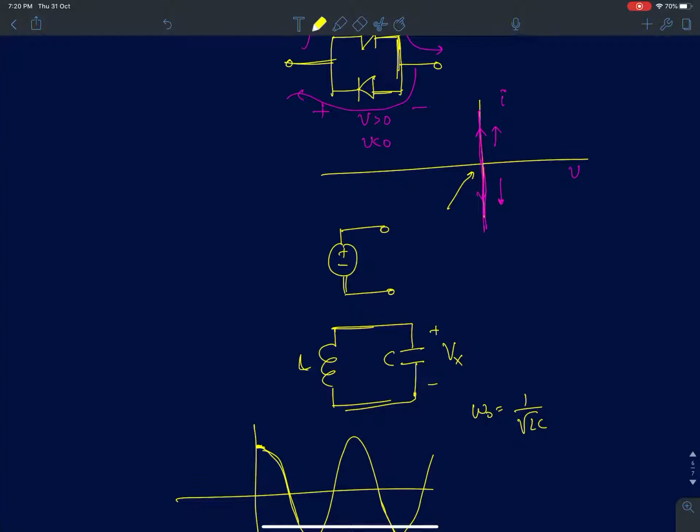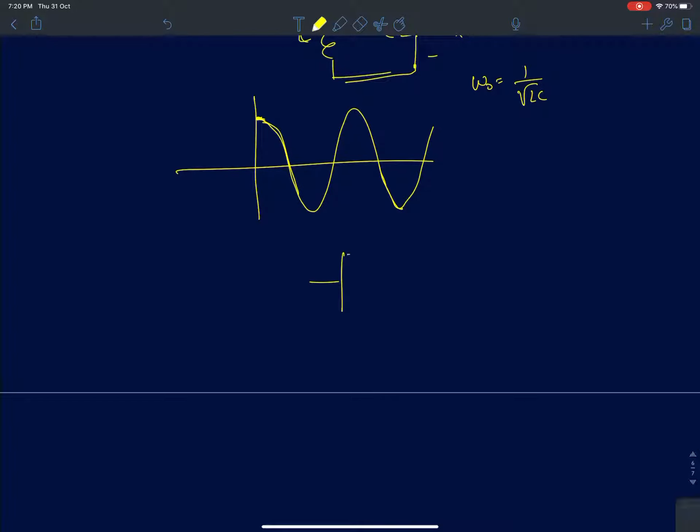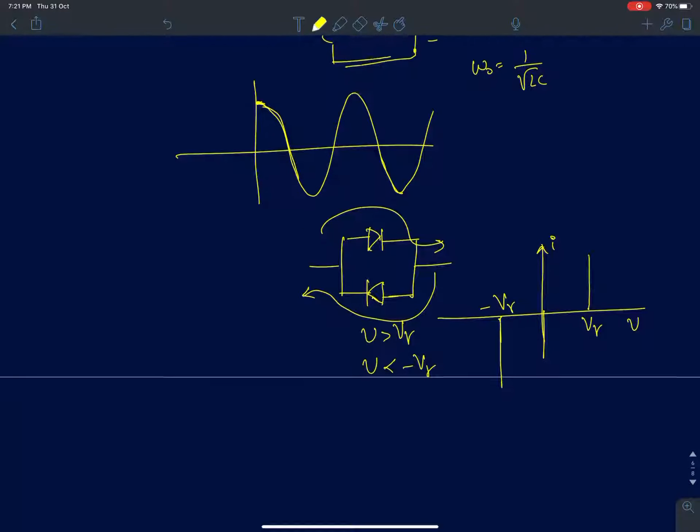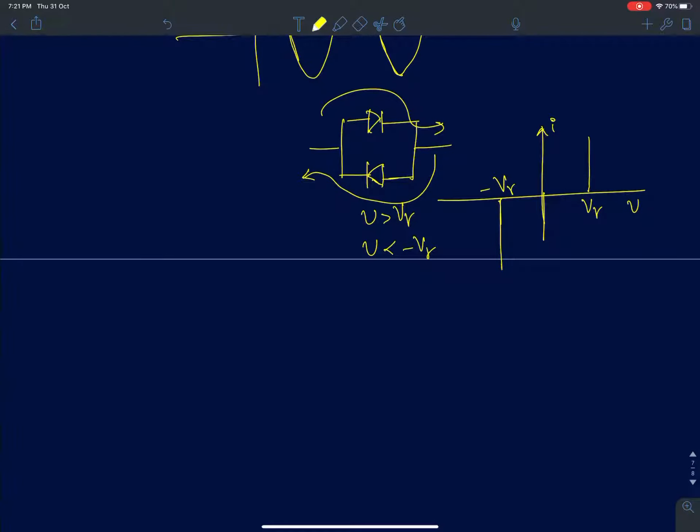And now the second case is when we assume the diodes have a finite V gamma. In that case, if your V is greater than V gamma, then this diode will conduct. If your voltage across this is less than minus V gamma, then this diode will conduct. So the IV characteristic would look something like this. For any voltage greater than V gamma there will be conduction, and any voltage less than minus V gamma, again there will be conduction. So this is I and V. In that case, we will see what happens to this parallel LC circuit. Now I have two diodes connected back to back in parallel.